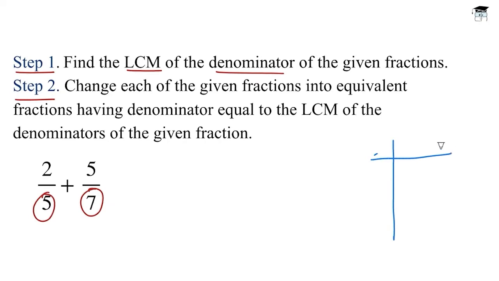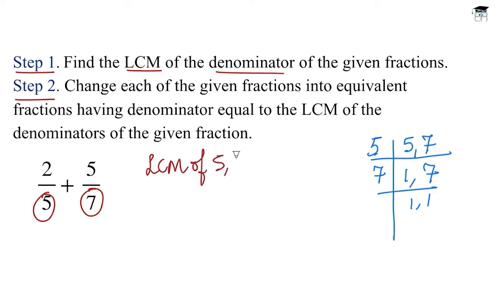I hope you know how to find the LCM of 2 numbers. So it is going to be 5, 1, 7, 7, 1, 1. So the LCM of 5 and 7 is going to be 35. So this is the first step.